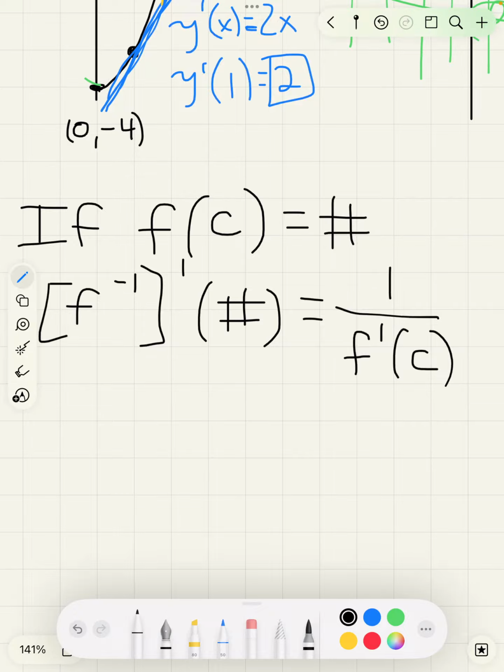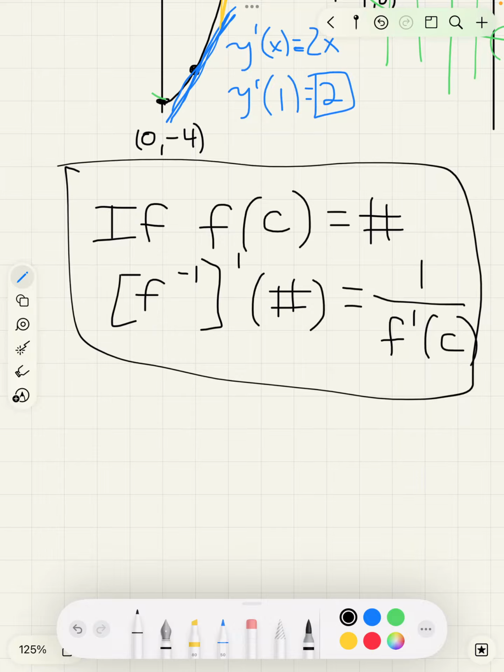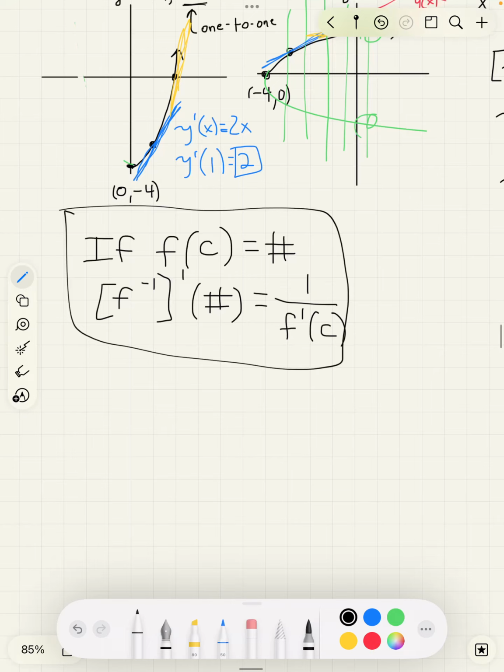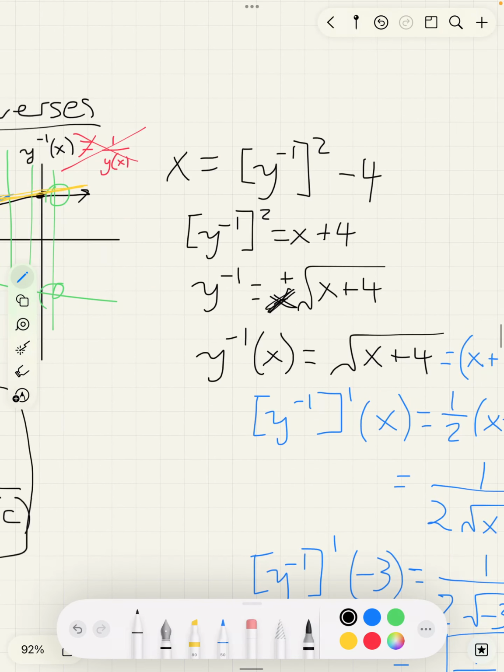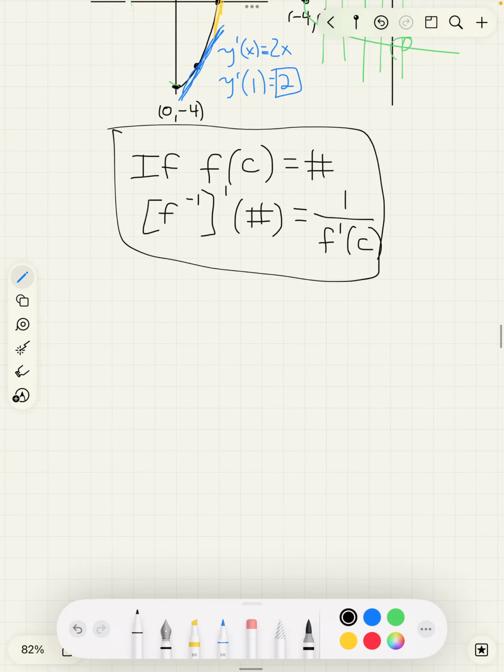This is a powerful rule because it enables us to find derivatives of inverse functions without actually needing to solve for the inverse. In the example we just did, I went through the algebra and showed you how this worked out. You don't have to do that because of this rule. So let's look at some examples.